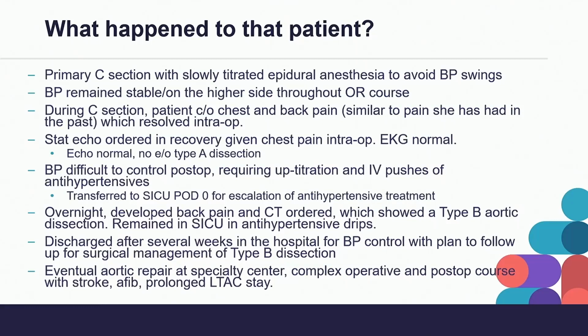They did not see any evidence of that, and she had a normal EKG, but her blood pressure was incredibly difficult to control, as it actually was through her steroid window. They had a lot of trouble keeping her normal. And so she ended up going to the ICU on post-op day zero for antihypertensive drips. Overnight, she developed back pain, and this time they ordered a CT, which actually showed a type B aortic dissection.